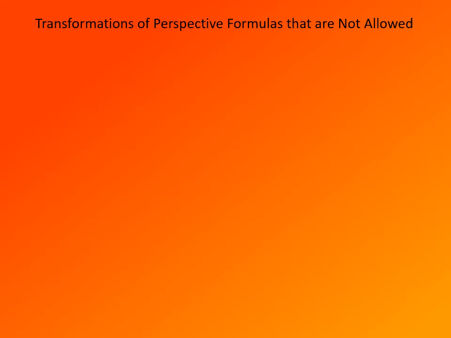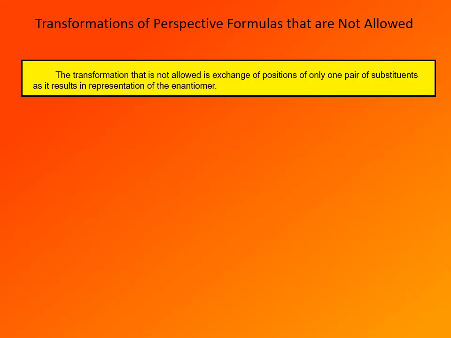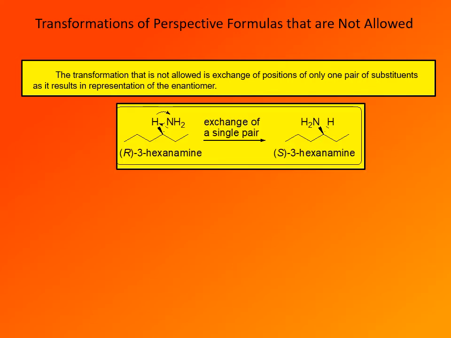Transformations of perspective formulas that are not allowed are, as expected, those that would convert enantiomer into opposite enantiomer, and that means exchange of positions of only one pair of substituents. So if you flip only one pair of substituents, you end up with enantiomer. Again, this is important to know, both to avoid it as a mistake, but also if you want to draw an enantiomer, that's how you draw an enantiomer.